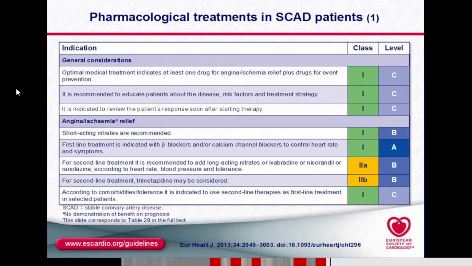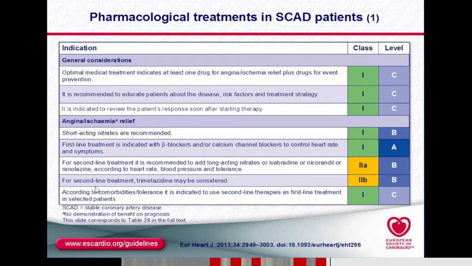Angina ischemia relief. Short-acting nitrates are recommended. First-line treatment is indicated with beta blocker and/or calcium channel blockers to control heart rate and symptoms. For second-line treatment, it is recommended to add long-acting nitrates or ivabradine or nicorandil or ranolazine according to heart rate, blood pressure, and tolerance. Class of recommendation 2A, level of evidence B.